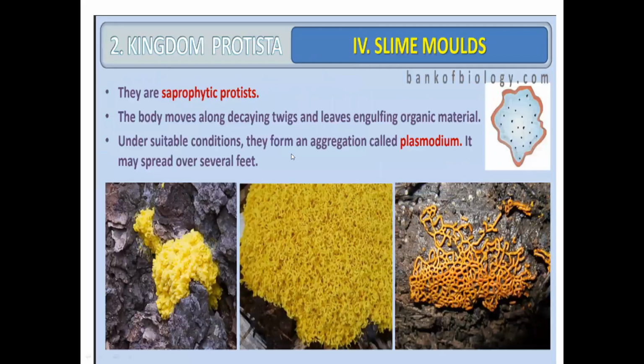Next is slime mould. So this is the fourth Roman number, okay? Slime molds. They are saprophytic protists. So just write saprophytic protists. Whatever is in red, that is important. Okay. They are saprophytic protists.